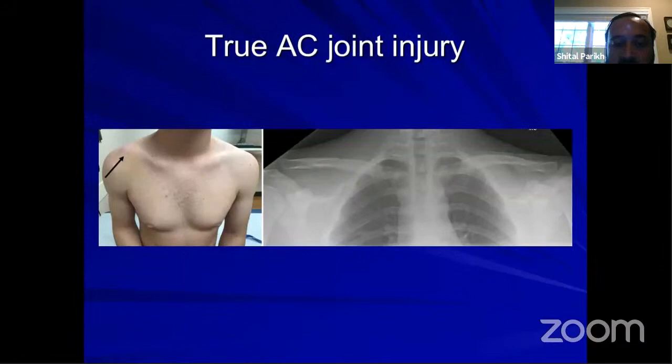A true AC joint injury would have asymmetry. You would have some bruising, swelling, pain around the site of injury, and you would have a difference, as you can see here on the X-ray. So my recommendation would be to always take bilateral clavicle X-rays or a chest X-ray to evaluate the AC joint so you can have a comparison with the other side.